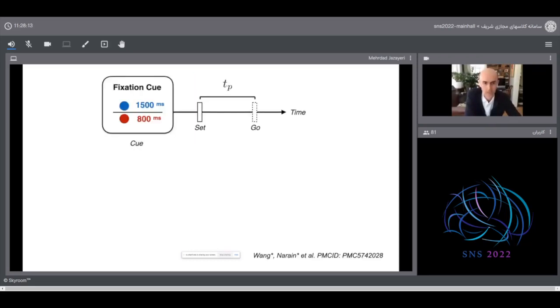So first thing we did was that we actually trained monkeys to perform a simple time production task. There was no uncertainty. The animals had to fixate a central spot, and the central spot was either blue or red, and that indicated to the animal that either it had to produce a 1500 millisecond interval or an 800 millisecond interval. And the entire logic was to try to understand how the neurons in the brain control the dynamics such that the animal can produce these two different intervals after the set. Okay, so this is the sort of a different task that we call the Q set go task.